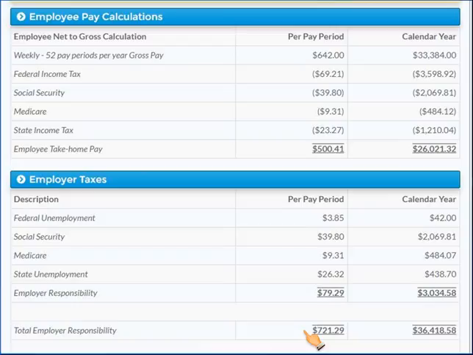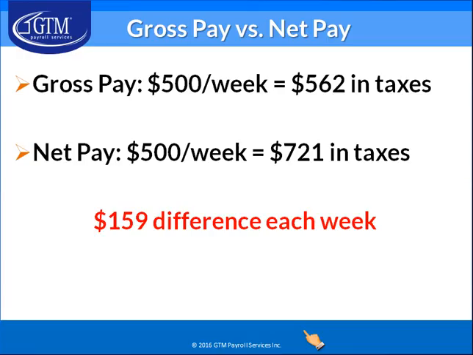Now let's compare your gross pay and net pay calculations. With a gross pay of $500 per week, your employer responsibility is $562. In the net pay example, your employer responsibility is $721 per week. That's a $159 difference each week. That means a household employer who doesn't understand the difference between gross and net pay could potentially find themselves paying an additional $159 per week. Know the difference before negotiating your nanny's or household help's pay rate.